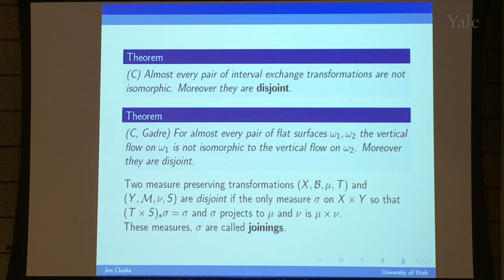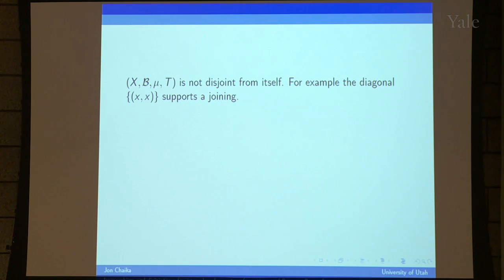Okay? So I should convince you now that this is a notion of two things being different. I said moreover, so in particular, this should imply that they're not isomorphic. I want to convince you about that. I want to tell you a space is not disjoint from itself. The diagonal supports a perfectly good joining. It's not hard to see that you can look at x comma phi of x, and if T and S are isomorphic, this will be some kind of diagonal thing, which will also support a joining of the two. So they can't possibly be disjoint. Does that make sense? So in particular, it implies not isomorphic.